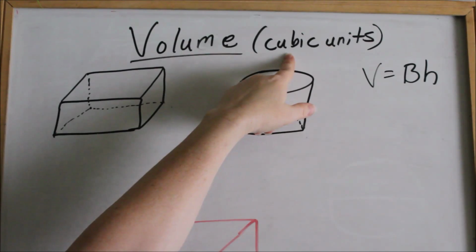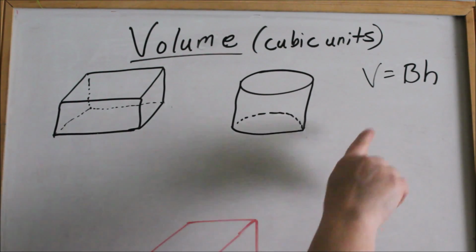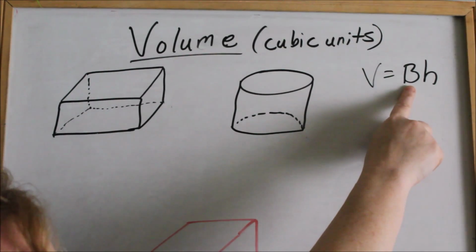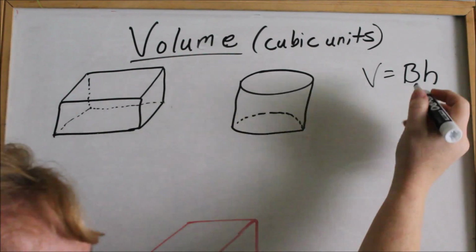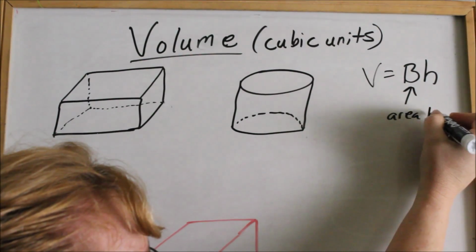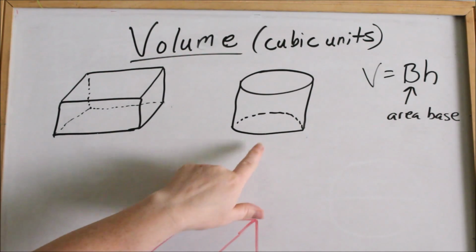Your units will be like inches cubed, feet cubed, meters cubed, or you can also say cubic meters, cubic inches, cubic feet. In general, volume is, this capital B means area of the base. Okay, that is area of the base times the height. So in general, you take the area of the base and you multiply it by the height.